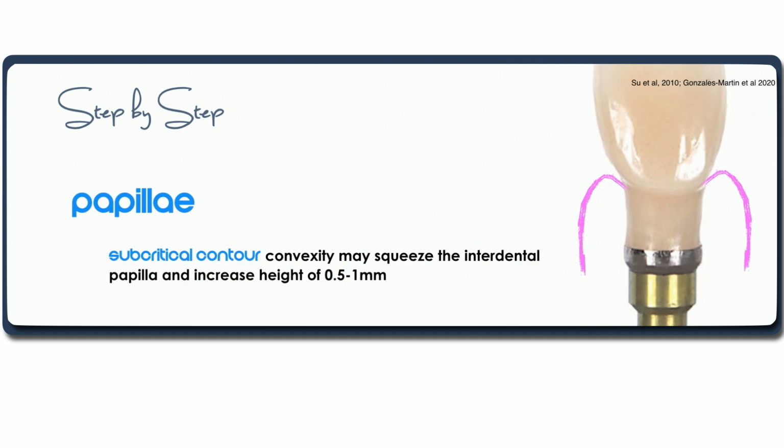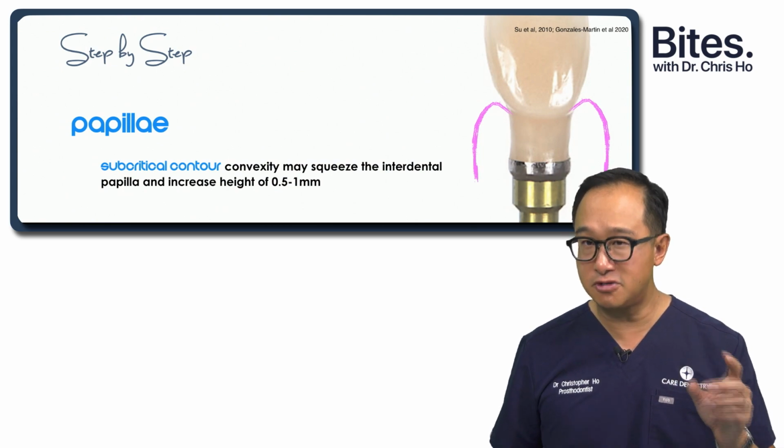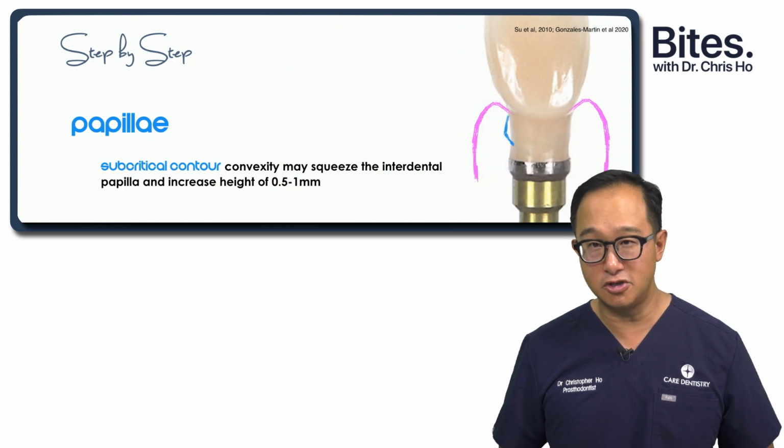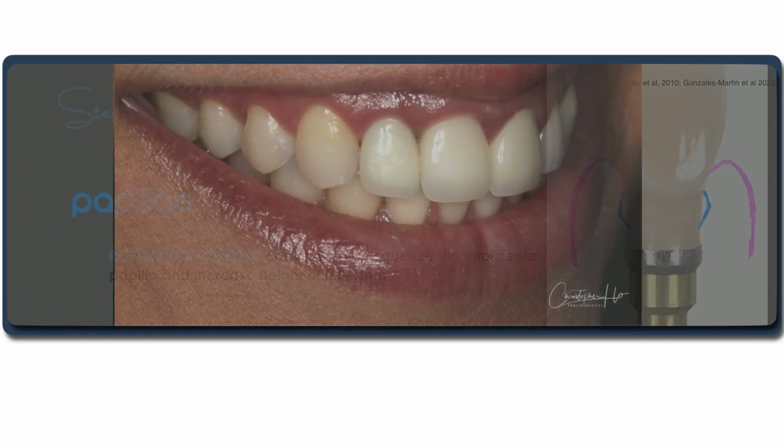And how do we do that? We can influence this by changing now not the critical contour, but the subcritical contour. So here, in the subcritical contour, you push out like a little O-ring that's pushed out, and the soft tissue can actually creep up about 0.5 to 1 millimeter in height.